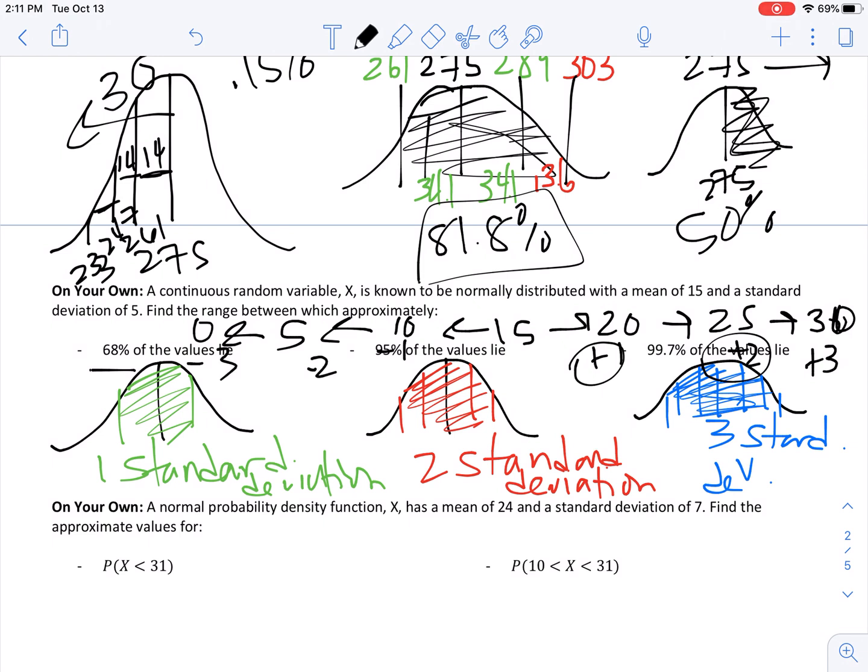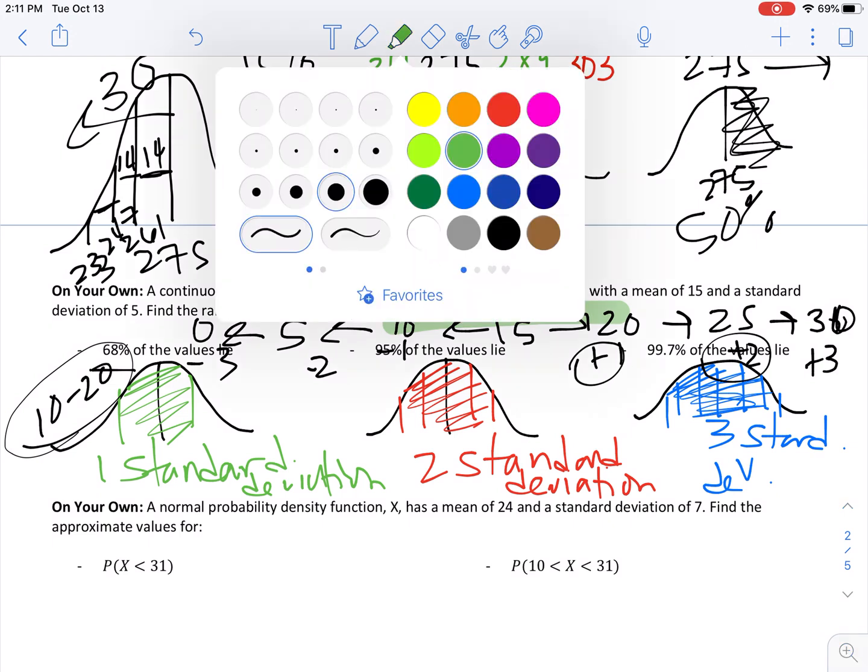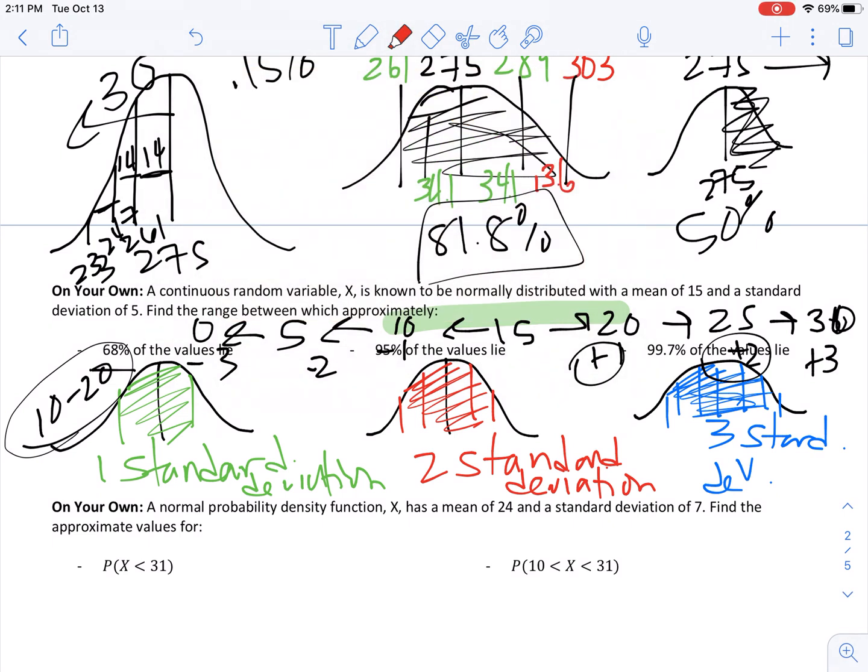So this first one says within 1 standard deviation. So that's 15, so my range of numbers then would have to be 10 to 20, because it's got to be within 1 standard deviation. The second one says within 2, so I had to go 2 out to 2 forwards. Okay, so then I'm going to be between 5 and 25.